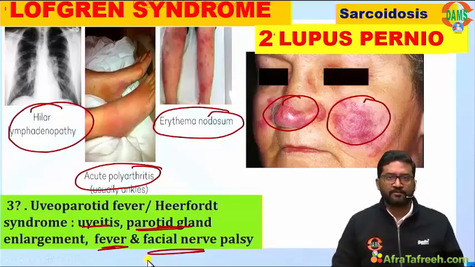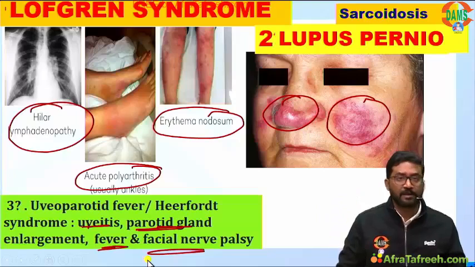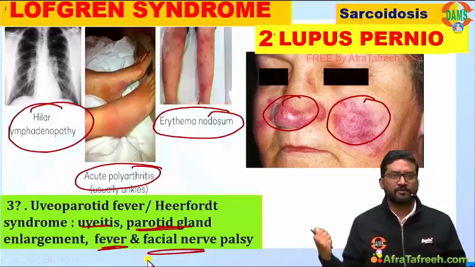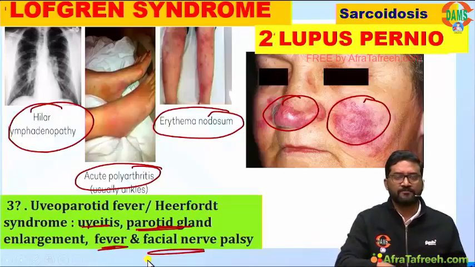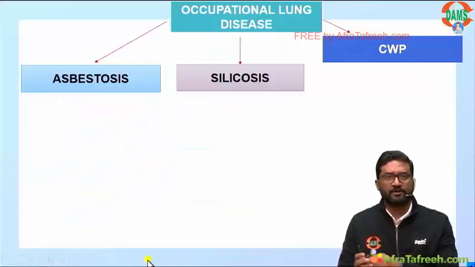So when you see any of this, it can be possible sarcoidosis. Let it be Lofgren syndrome, let it be lupus pernio, let it be uveo-parotid fever or Heerfordt syndrome. See these manifestations, it can be sarcoidosis.